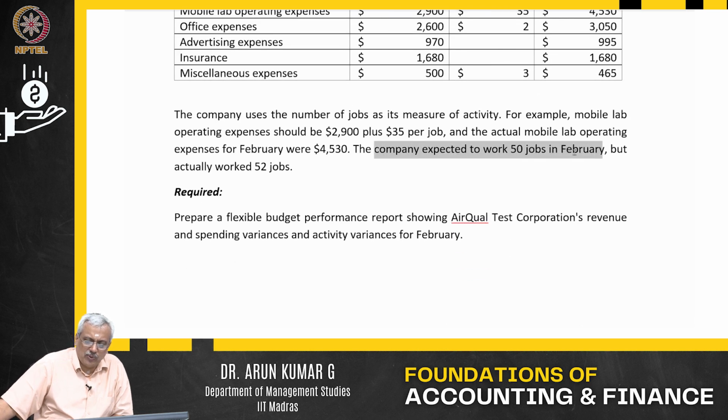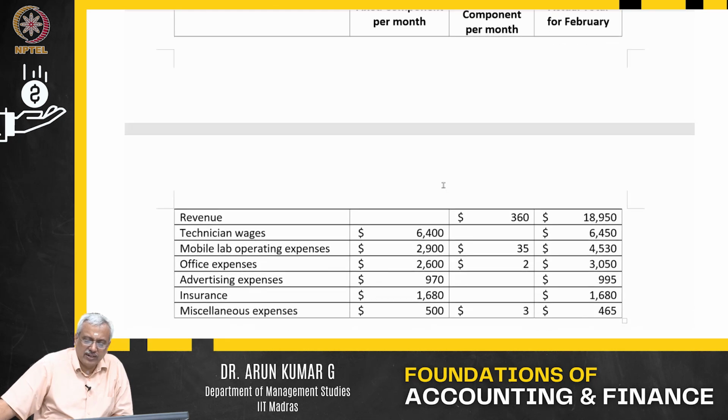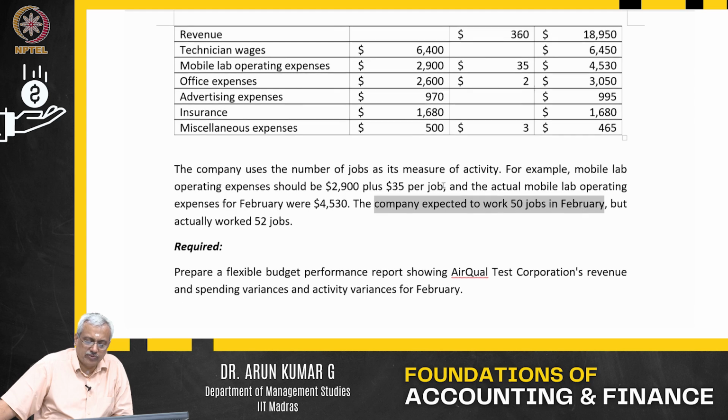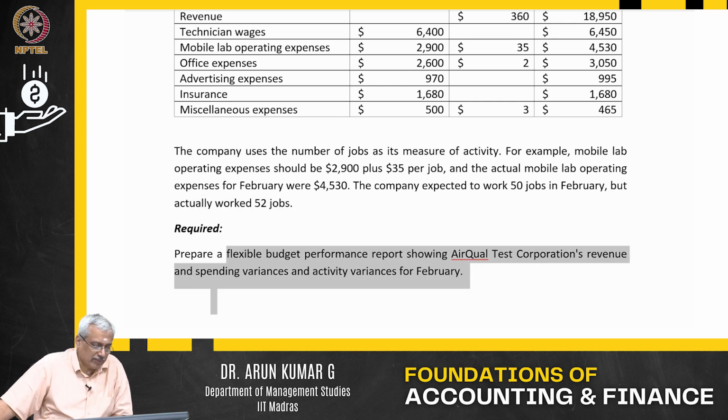The company is expected to work about 50 jobs in February. That is what they expect, about 50 jobs to be performed. But the actual work is 52 jobs. They work more. Now, prepare a flexible budget for the month of February.